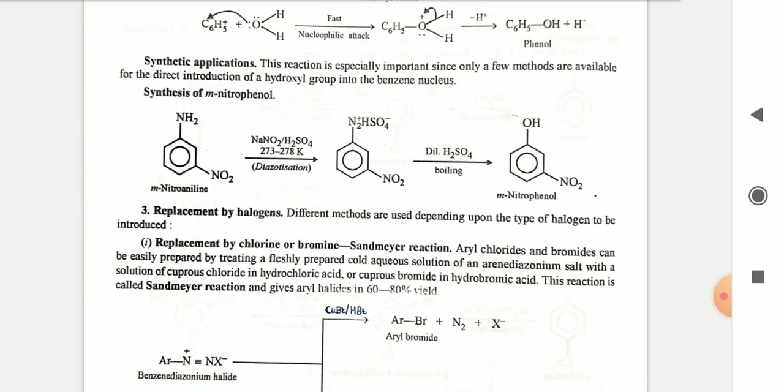Different methods are used depending upon the type of halogen to be introduced. First, the replacement by chlorine or bromine: Sandmeyer reaction. Aryl chlorides and bromides can be easily prepared by treating a freshly prepared cold aqueous solution of an arene diazonium salt with a solution of cuprous chloride in hydrochloric acid or cuprous bromide in hydrobromic acid. The reaction is called the Sandmeyer reaction and gives aryl halides in 60 to 80% yield.